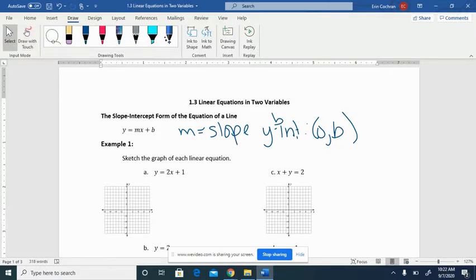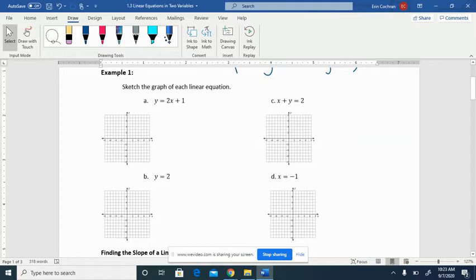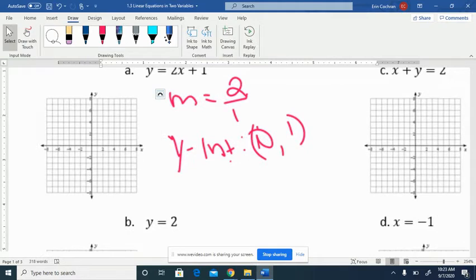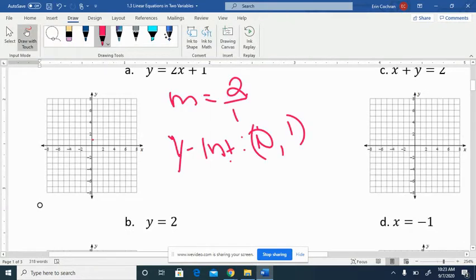Okay, so sketch the graph. As we look at A, it's already in y equals mx plus b form. So it's nice because you can say your slope is a fraction, so 2 over 1, and my y-intercept is 1, which is 0, comma 1. I'm always going to graph the y-intercept first. So at 0, 1.